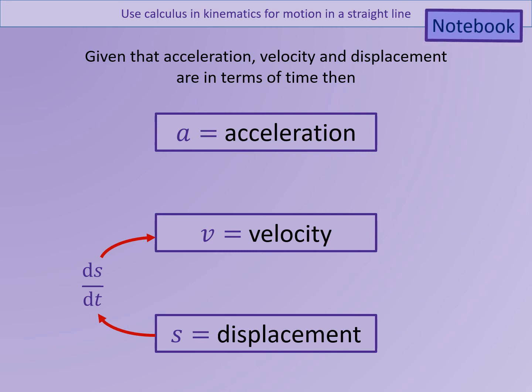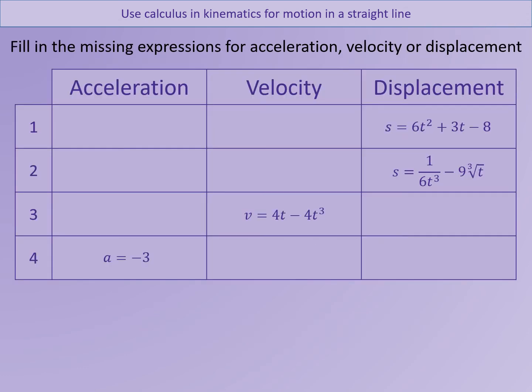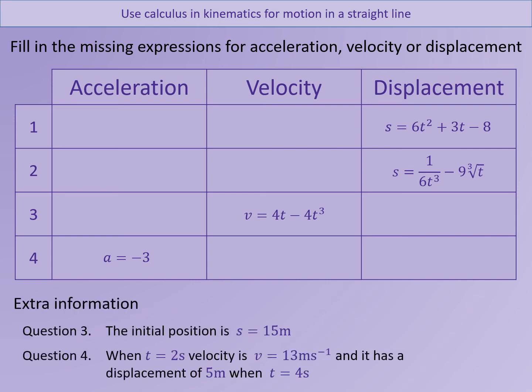So differentiating s gives us v, differentiating v gives us a, integrating a gives us v, and integrating v gives s. Now pause the slide and using integration and differentiation, fill in this table of values. When you have integrated some of these, you will need to find the constant of integration using this extra information at the bottom. When you've filled in the table, continue to check your answers.